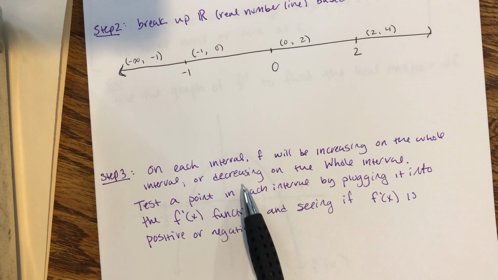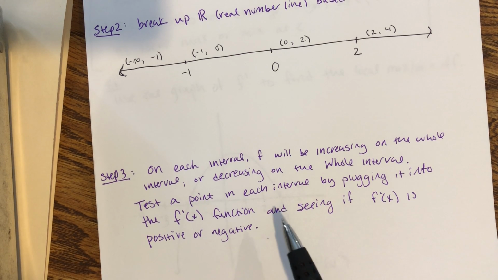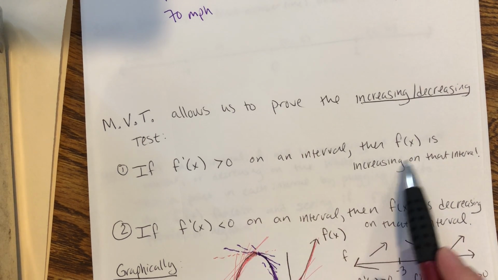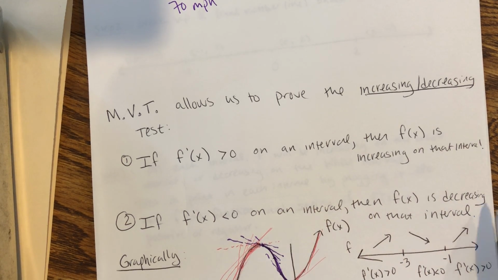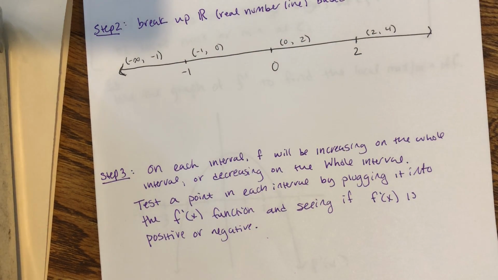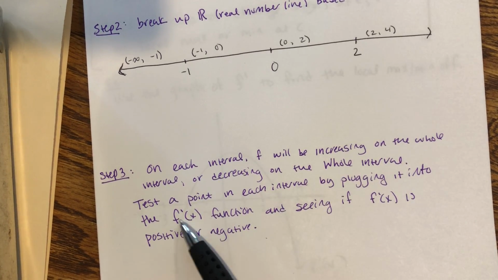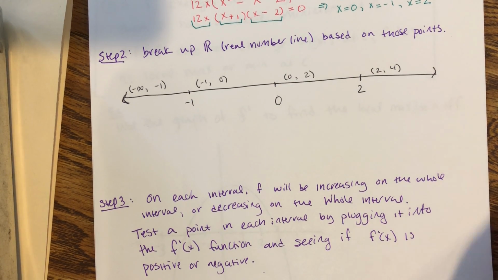Step 3 says on each of the intervals that you've drawn up above, f is either going to be increasing on that entire interval or it's going to be decreasing on that entire interval. And remember what the increasing and decreasing test told us. It told us that if the derivative was positive on an interval, then your original function f is increasing. And if the derivative was negative on an interval, then your original function is decreasing. So what we're going to do is test a point within each one of these 4 intervals, and plug them into the derivative function to see if they're positive or negative. That information is enough to tell us whether your original function is increasing or decreasing.